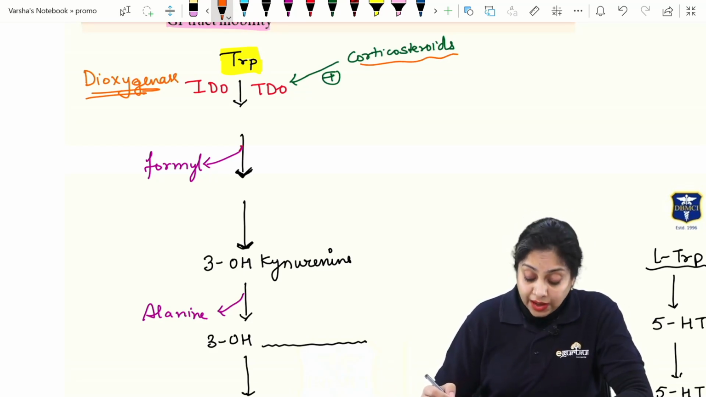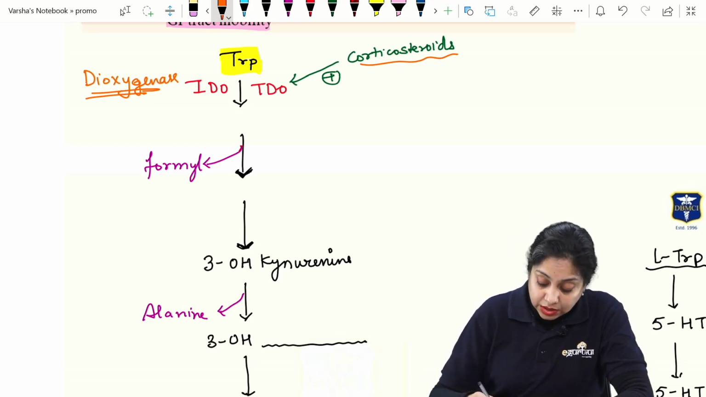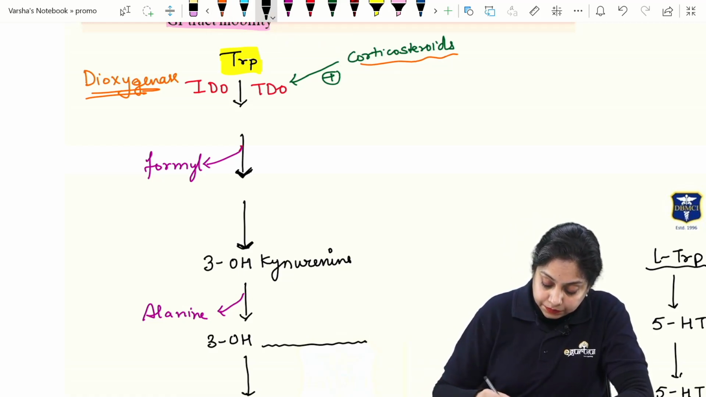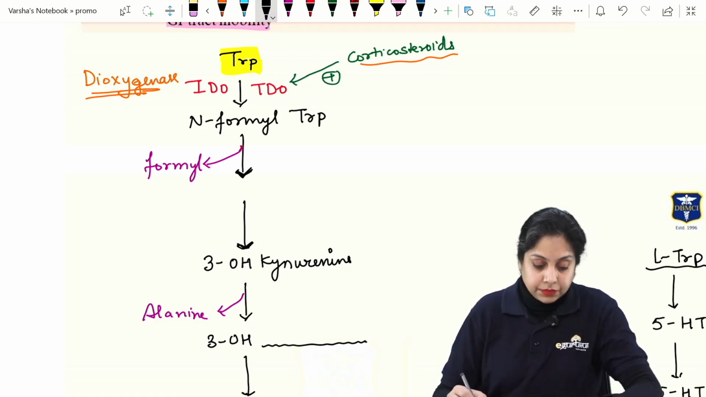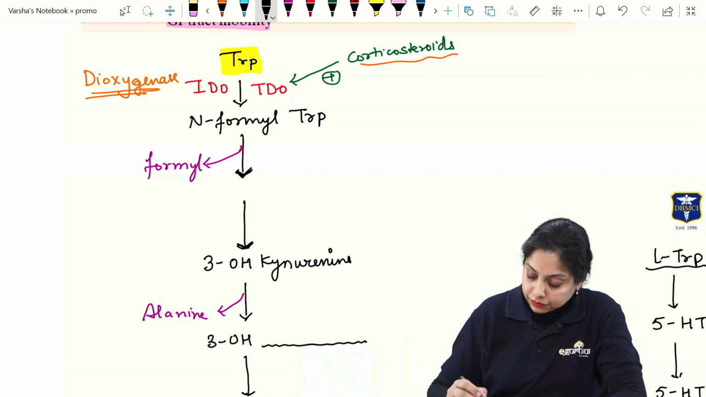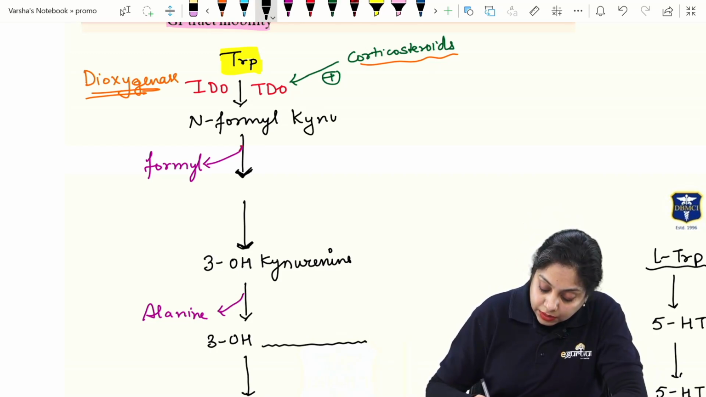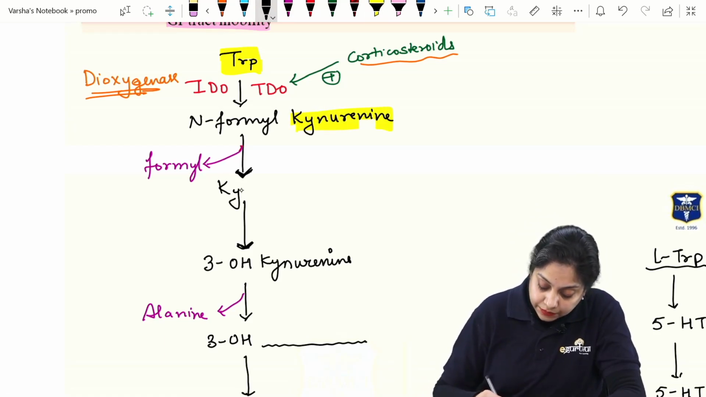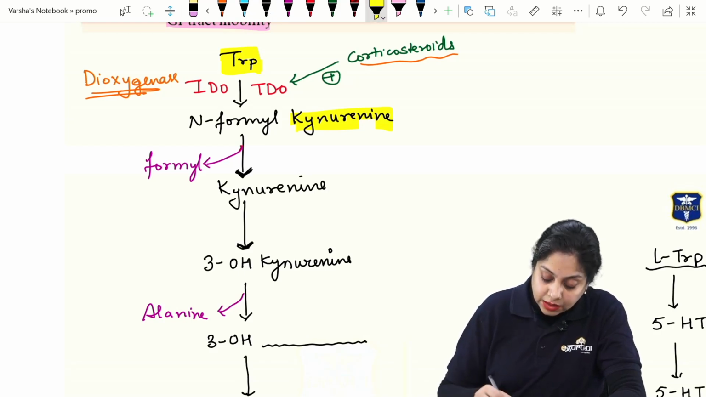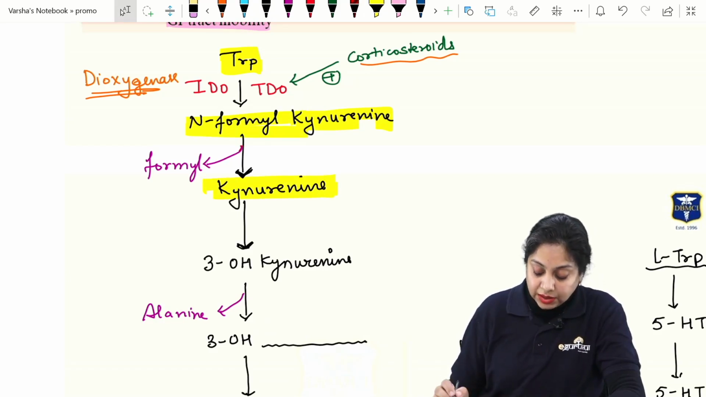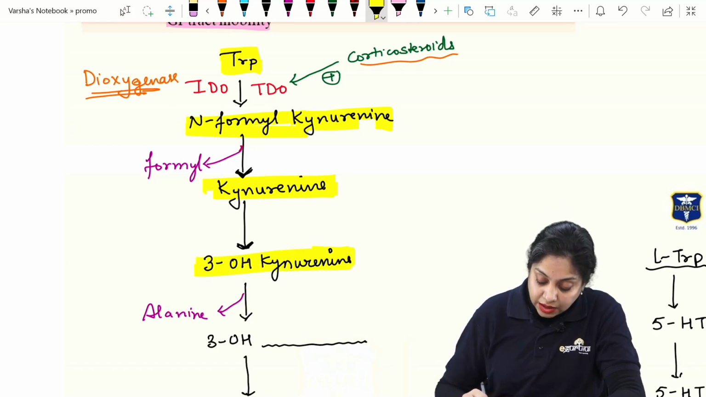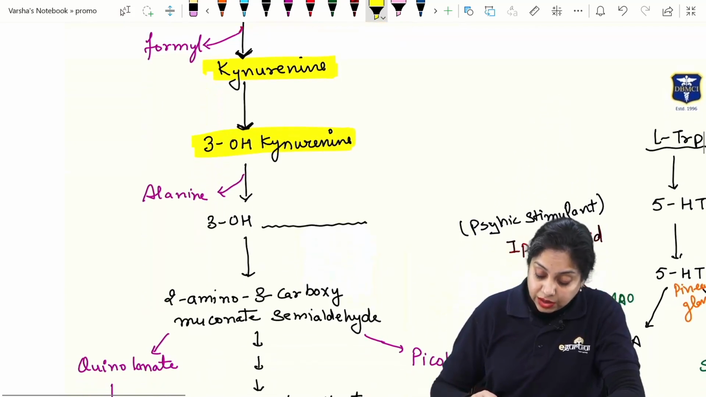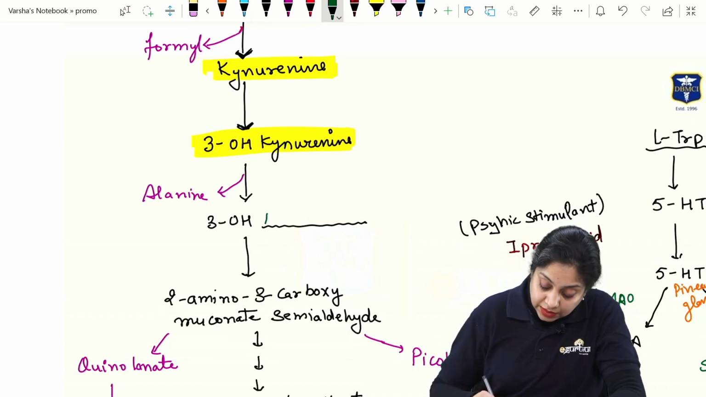They stimulate this pathway, and via this enzyme, tryptophan is converted into N-formyl kynurenine. That is why it is called the kynurenine pathway also, right? Then the formyl group is released, which leads to the formation of the kynurenine. Right? And then we make the kynurenine, which upon hydroxylation makes 3-hydroxykynurenine. Right, and this kynurenine can be converted to 3-hydroxyanthranilate.